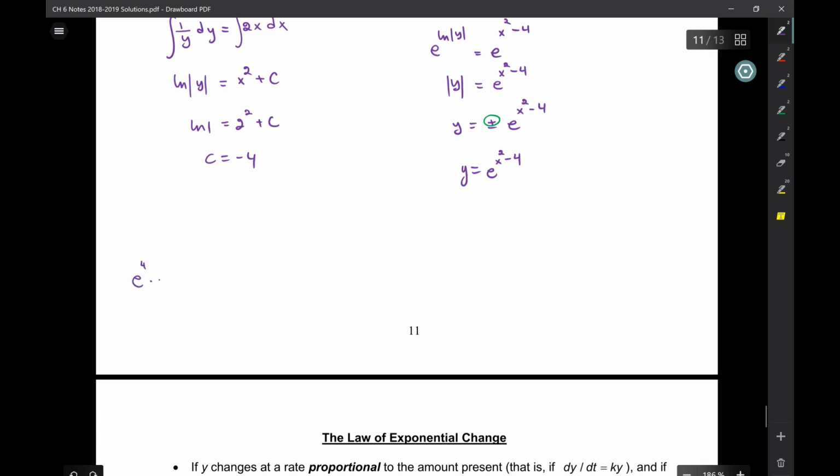If you have e to the 4 times e to the x, how much is that? e to the 4 plus x, or x plus 4, right? If we do it that way. So if I had e to the x plus 4, can I write it that way? Yes, I can. So if I had e to the x divided by e to the 4, what would that be? e to the x minus 4. So how can I write that? e to the x squared over e to the 4.